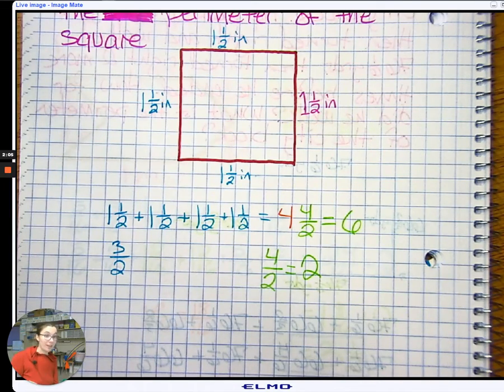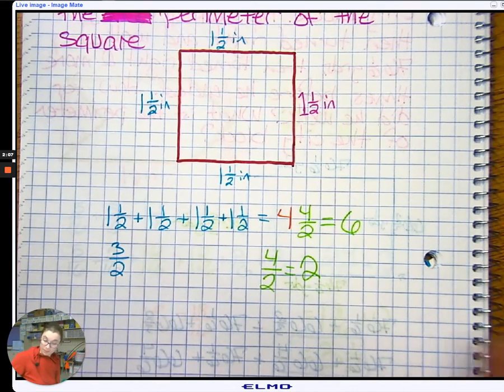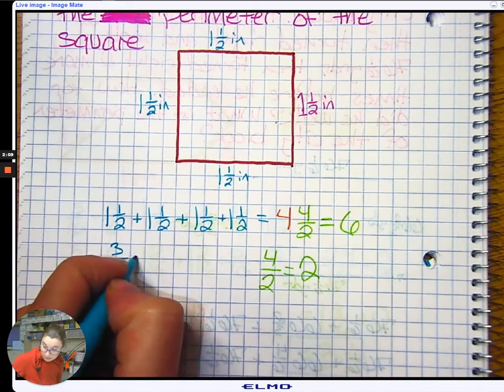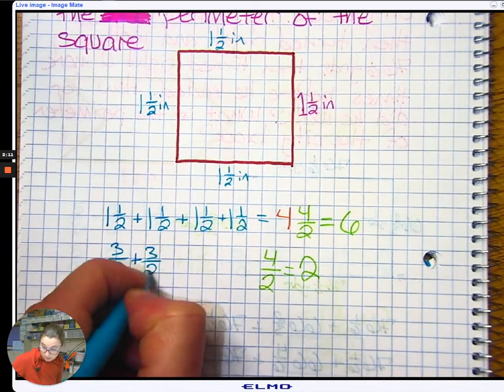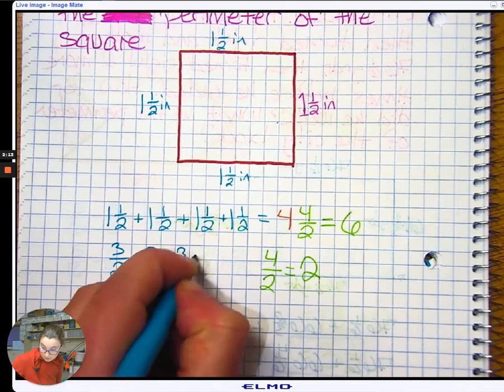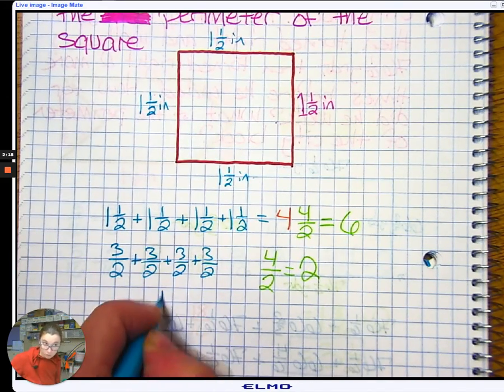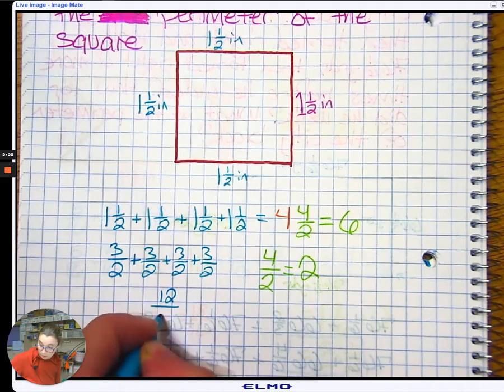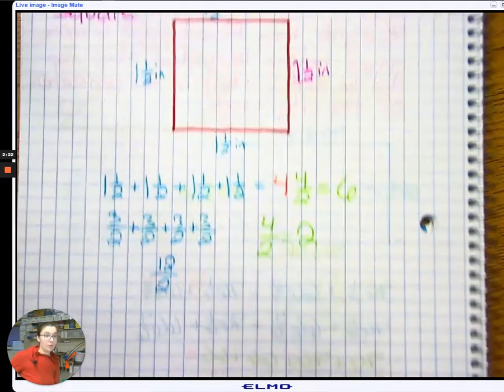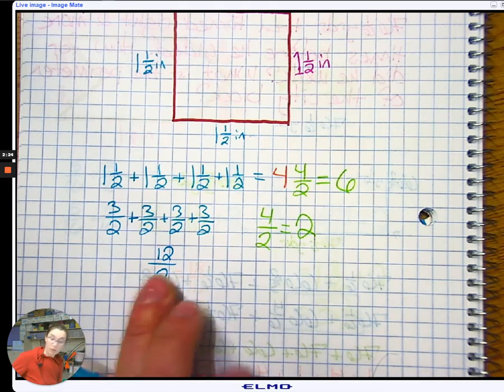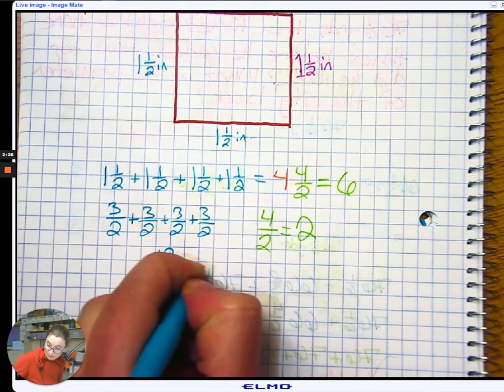And I could corroborate that if I did this. If I did do improper fractions, 3 halves plus 3 halves plus 3 halves plus 3 halves, that would equal 3, 6, 9, 12. 12 over 2. And 2 goes into 12, which simplifies down to 6.